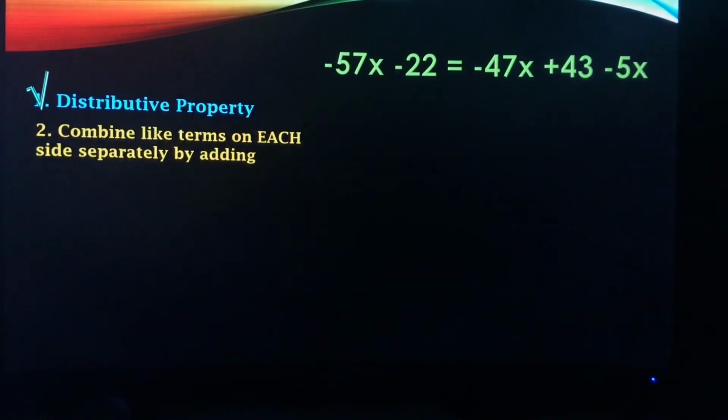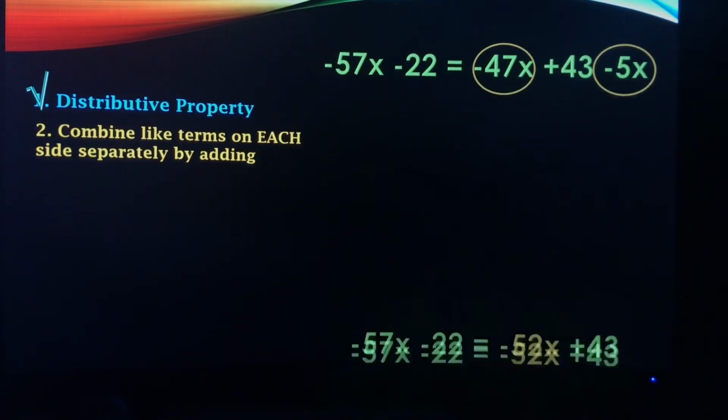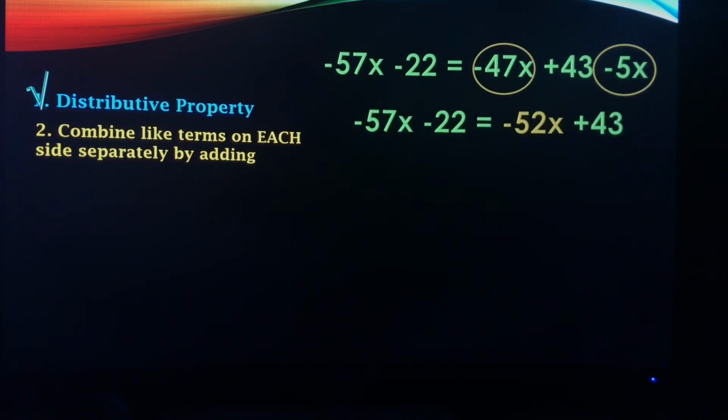So my next step is to combine like terms on each side. Okay? So if I take a look, I'm going to have a negative 47x and a negative 5x. If I combine those, I get negative 52x. There was nothing to simplify on my left side, therefore step 2 is done.